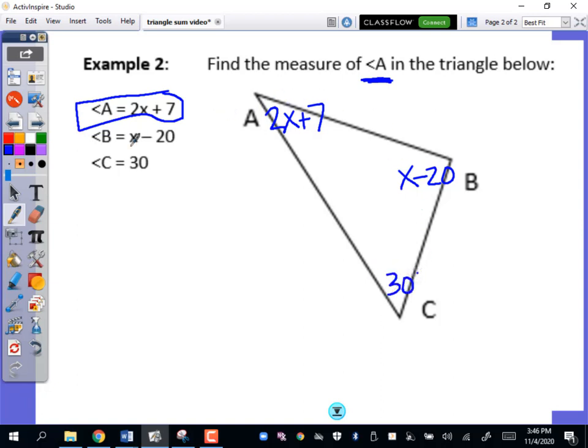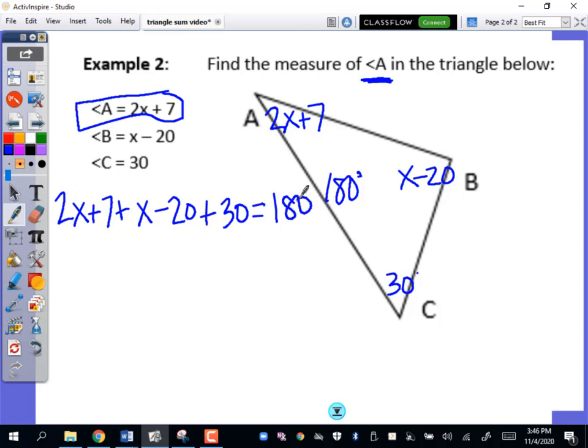Okay? So I'm going to do the same thing I just did. They still all add up to 180 degrees, so I'm going to add them up equal to 180. So 2x plus 7 plus x minus 20 plus the third angle, 30, equals 180 degrees. I'm going to solve that equation. I do have to combine like terms. The first thing I'm going to combine is my x's. My 2x plus x, they're on the same side, so just add. 2 plus 1 is 3x.